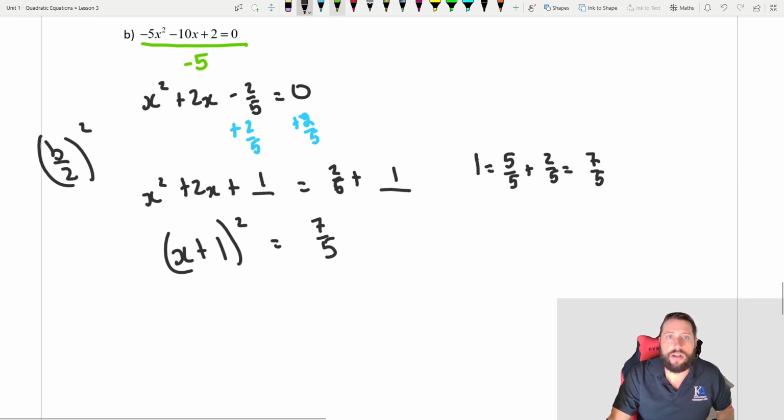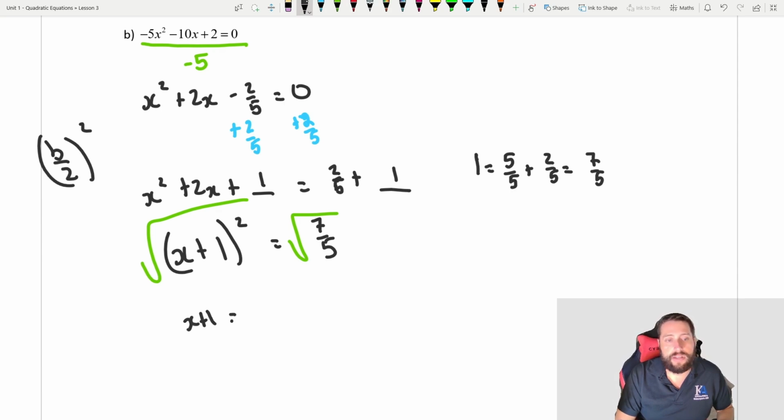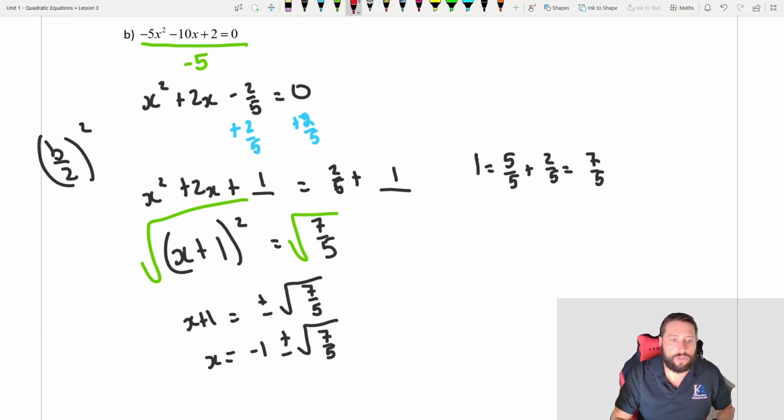Okay, we're going to take the square root of both sides. So now this becomes x plus 1 is equal to positive or negative the root of 7 over 5. Move the 1 over. So now we have x is equal to negative 1 plus or minus the root of 7 over 5. And that is our final answer.